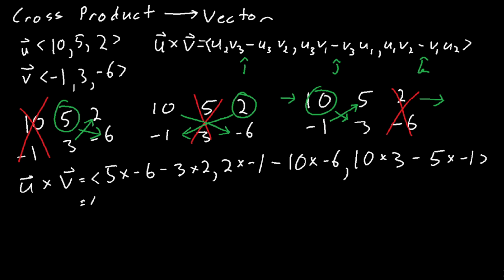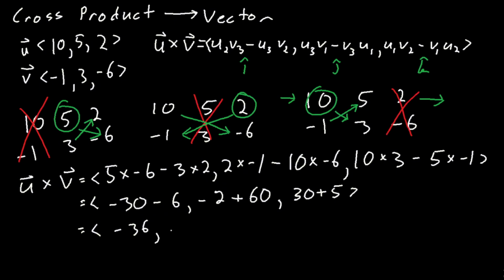So we'll just finish this entire thing. This is negative 30 minus 6, negative 2 minus plus 60 technically, because this is subtracting negative 60. That's plus 60. And 30 plus 5. This is equal to negative 36, comma, 58, and 35. So that is the answer.